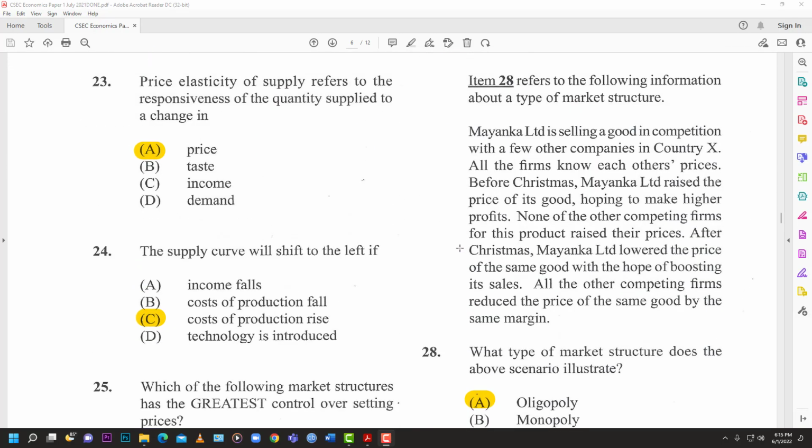28 refers to the following information about a type of market structure. Mayakana Limited is selling goods in competition with a few other companies in country X. All the firms know each other's prices. Before Christmas, Mayakana Limited raises the price of its goods, hoping to make higher profit. None of the other competing firms for this product raised their prices. After Christmas, Mayakana Limited lowered the price of the same goods with hope of boosting its sale. All the other competing firms reduced the price of the same good by the same margin. So we realize that we got some little price war going on here.